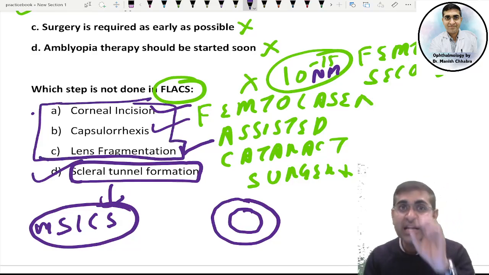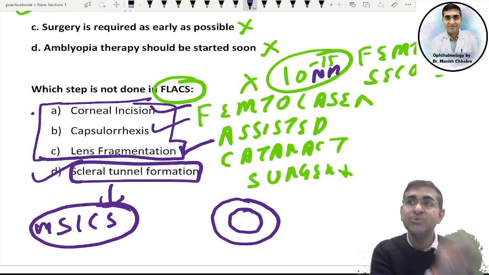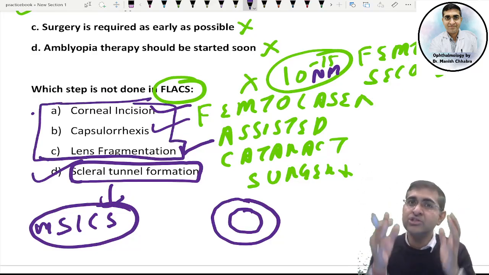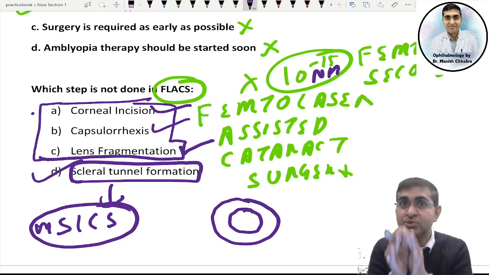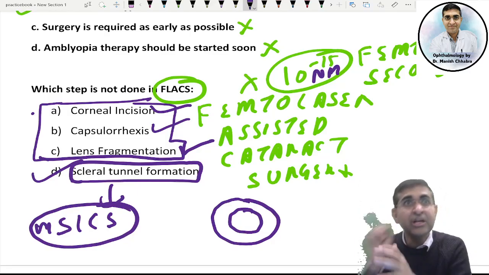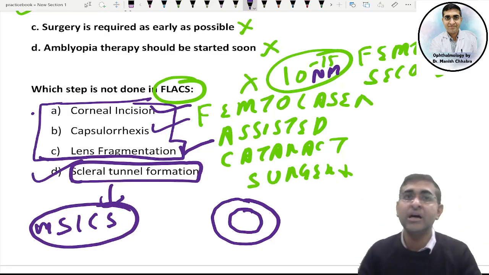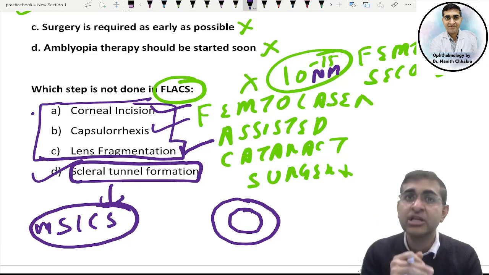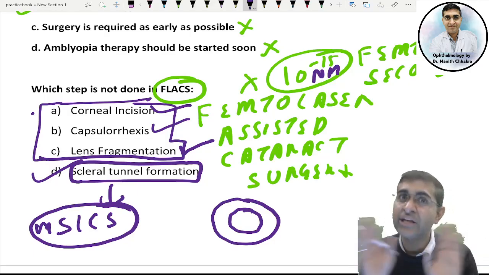And once the lens fragmentation has been done, then you shift the patient from one table to another table, or you can install the phaco machine on the same table. I remember when I was in PGI, so we used to shift the patient from one table to another table, and the patient will stand up and will lie down on the other table, and then you will start doing your phaco emulsification like usual, like you do, hai na?